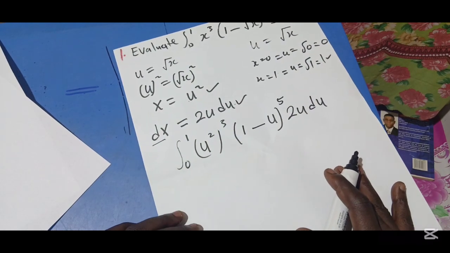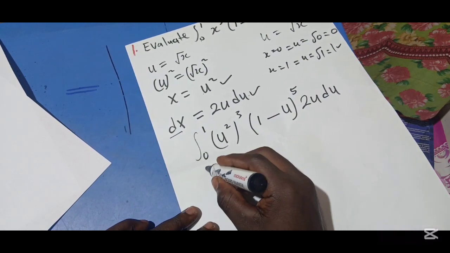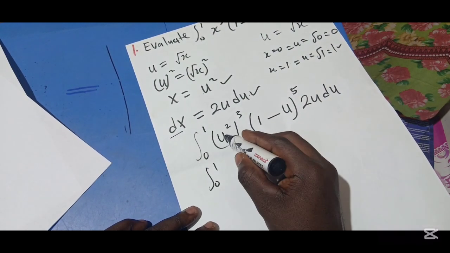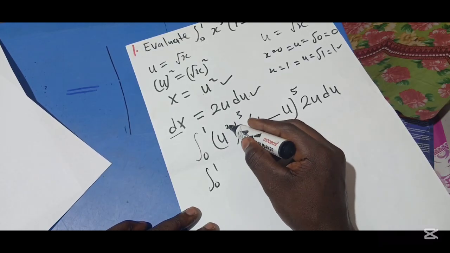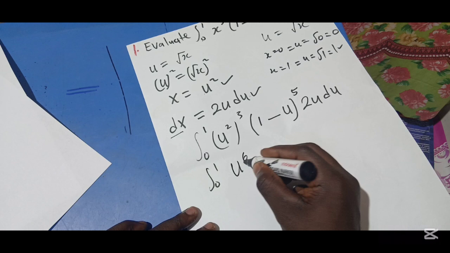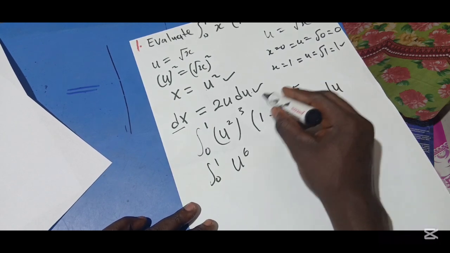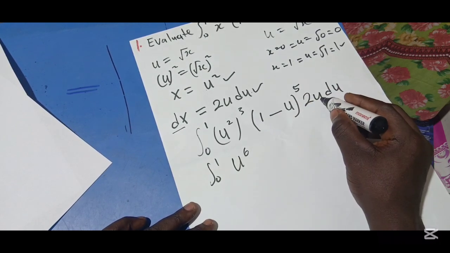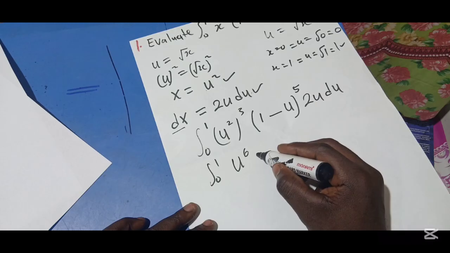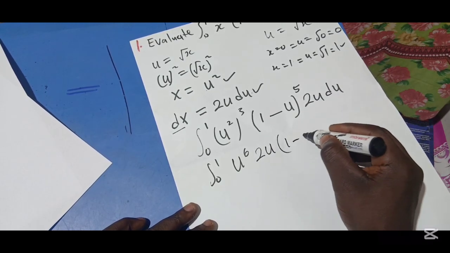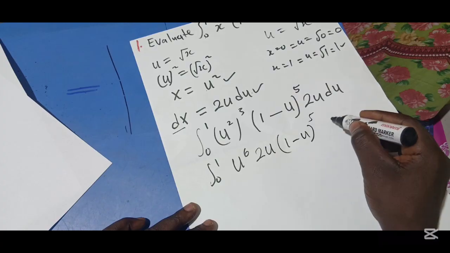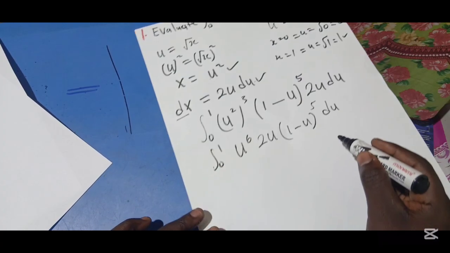So let's go ahead and group like terms. Integral from 0 to 1, u to the power 2 to the power 3 means u to the power 6. So 2 by 3 is 6. So u to the power 6. This one we are not going to disturb. So let's bring 2u here. So 2u here. Then 1 minus u to the power 5 du.